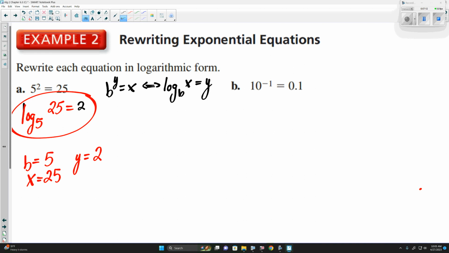It's just going backwards. So if we look at b, 10 to the -1 equals 0.1. So we'll start off with log base what? 10 of 0.1 is equal to -1. Now if we want to, we don't have to, we can put parentheses around the number inside the log to signify that it is in the log.